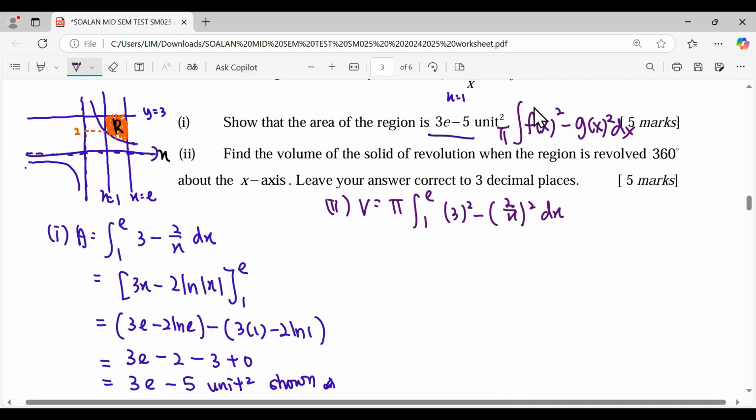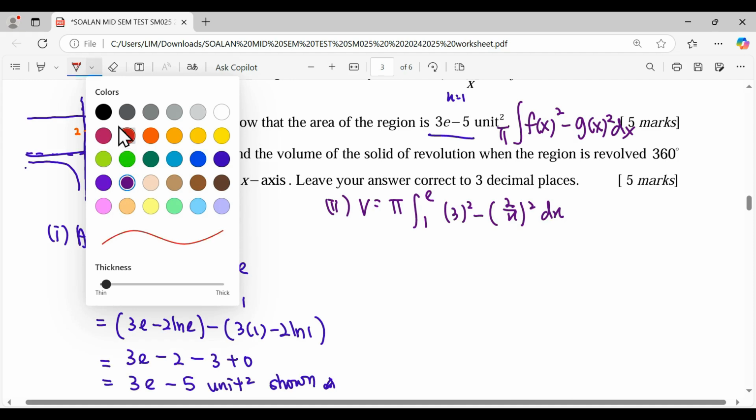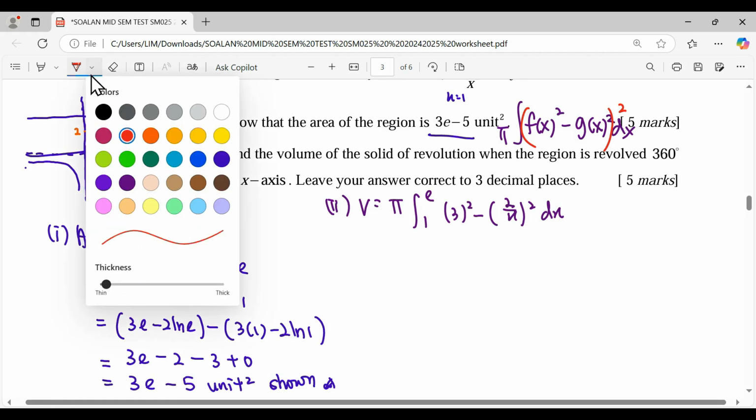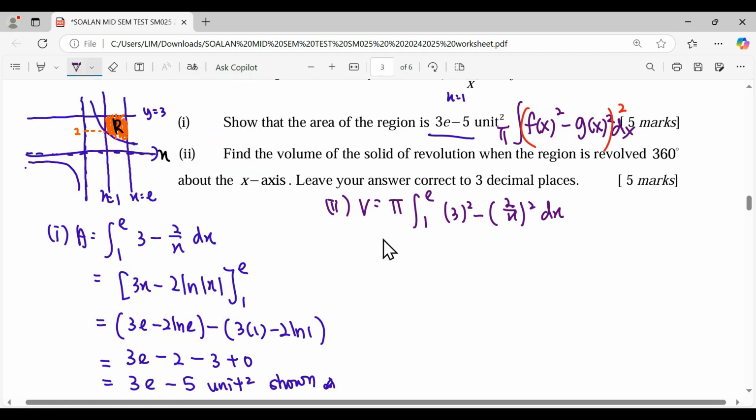So it is a mistake we can see students doing, fx minus gx all squared. This is different. If fx minus gx is squared, you get fx square minus 2fxgx, then plus gx square. That will be a different equation already. Alright, so we come back to here, fx square, the curve minus the below curve squared.